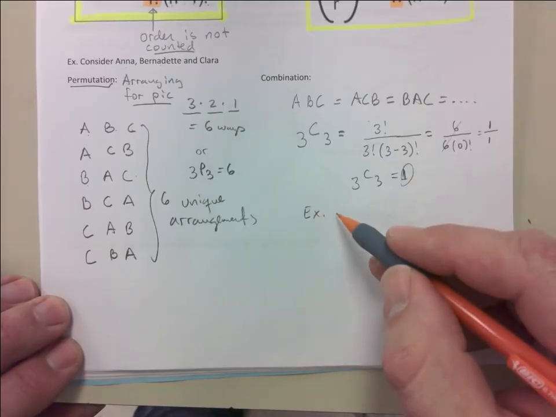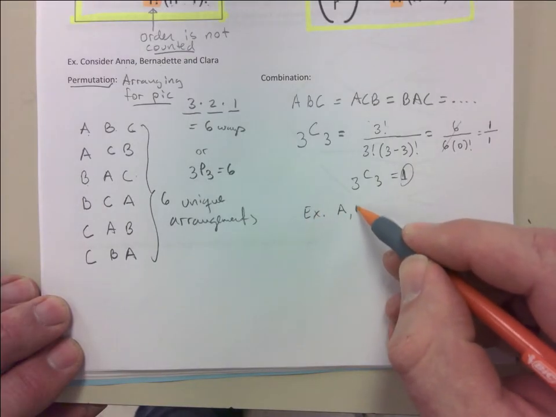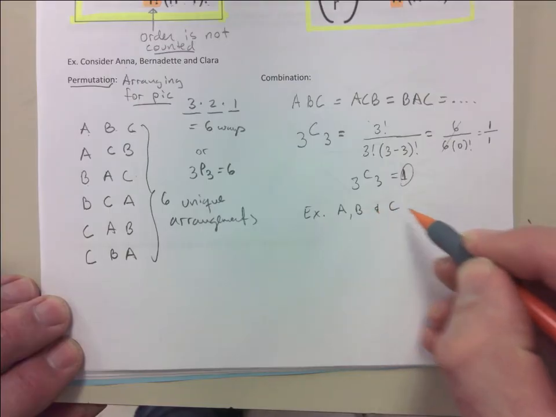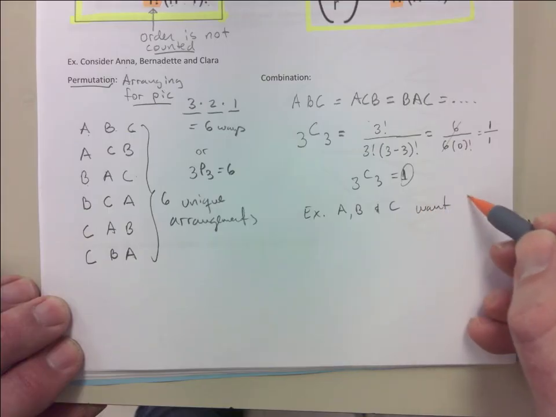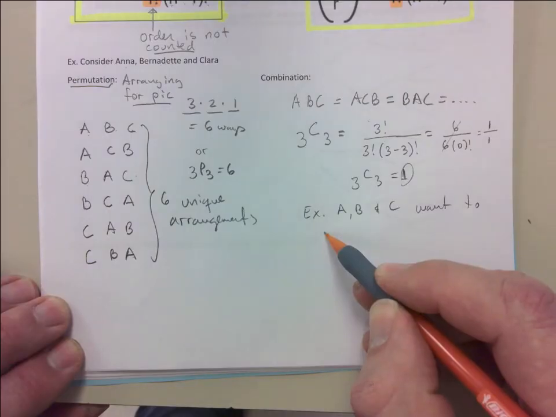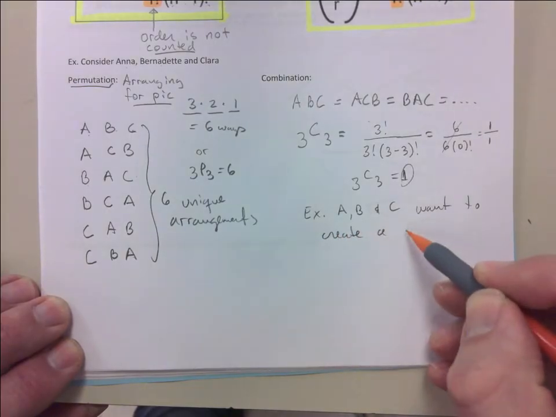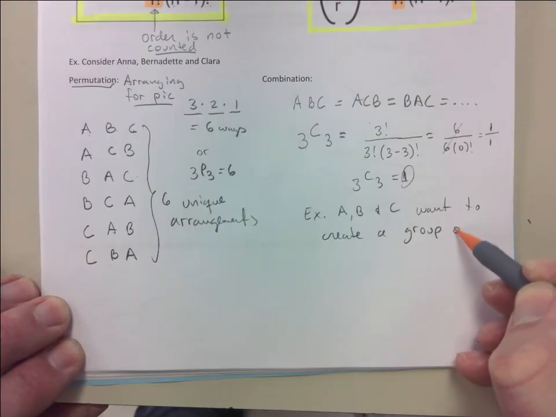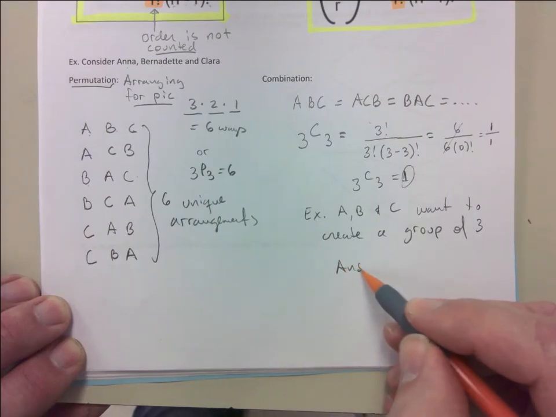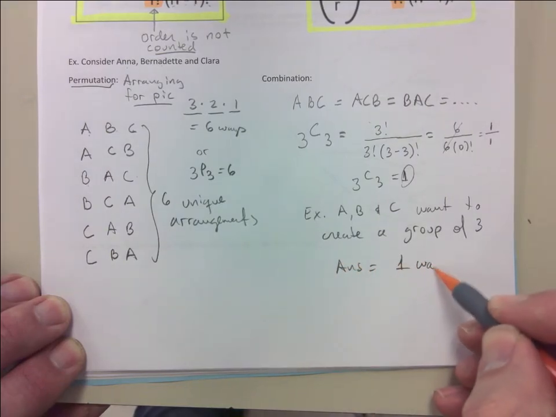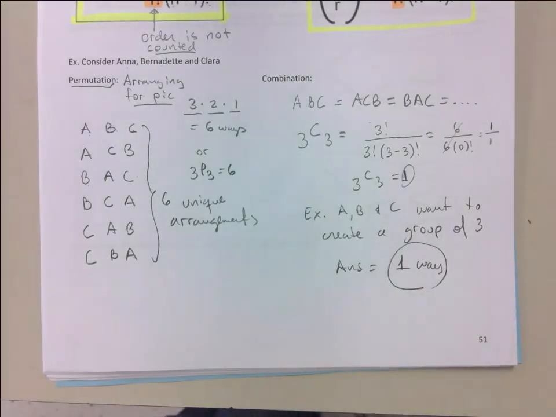Example: Anna, Bernadette, and Clara want to create a group of 3 people. Answer: just one way to do that. We don't care about them arranging or standing side by side. We just care about how many groups of 3 we can create, just one.